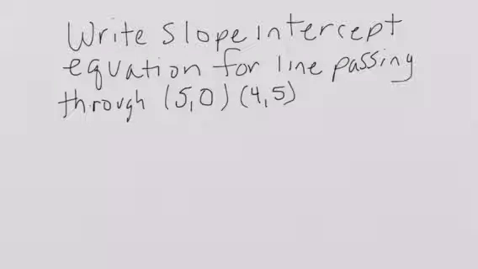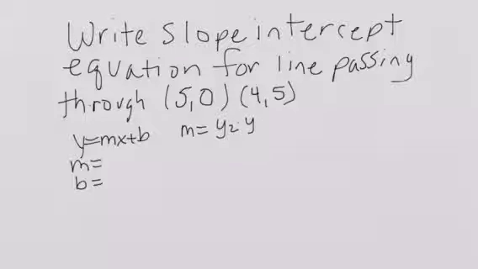Write the slope-intercept equation for the line passing through these two ordered pairs. So we're going to do y is equal to mx plus b. m equals, b equals. We're going to need to find our slope. So m is equal to y2 minus y1 over x2 minus x1. This is x1, y1. This is x2, y2.